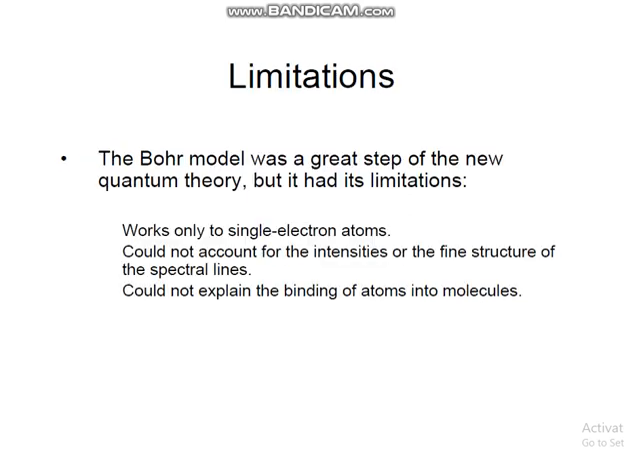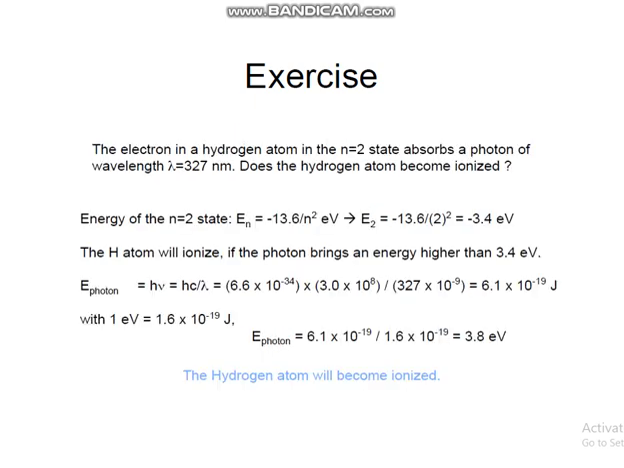The limitations of the Bohr model are: it works only for single electron species, that is the hydrogen atom; it could not account for the intensity or the fine structure of spectral lines; and it could not explain the binding of atoms into molecules. These are the limitations of Bohr's orbit. This is one exercise, you can check it out.